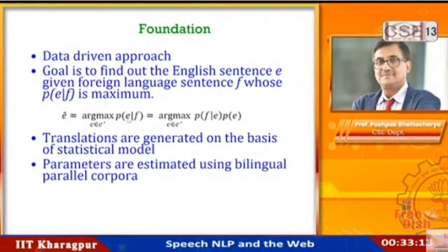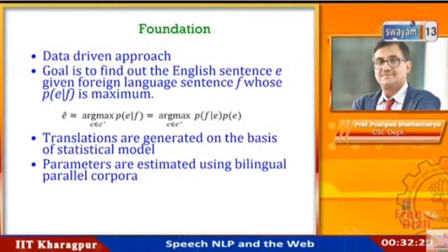So E is English words, F is French words. English translation, which is obtained by argmax computation on probability of E given F. E belongs to all possible English sentences. So this argmax will search for the best possible English sentence given the French sentence. And that search would now be converted to probability of French sentence given the English sentence multiplied by probability of E. Probability of E is the language model for English, and probability of F given E is the likelihood of the French sentence given the English sentence.